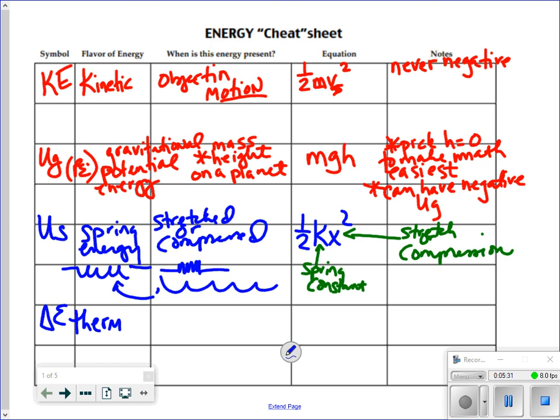Is thermal energy or heat. Okay, the main thing that we need to realize about this is that we lose it. Once we lose something to heat, we can never get it back and use it for something else. The other thing that's kind of interesting about this is that it is only a change.